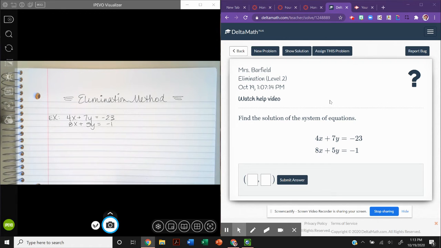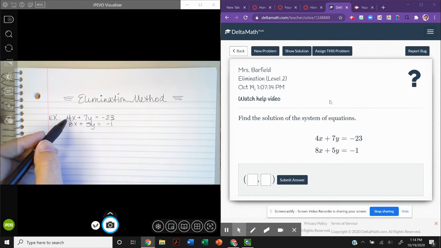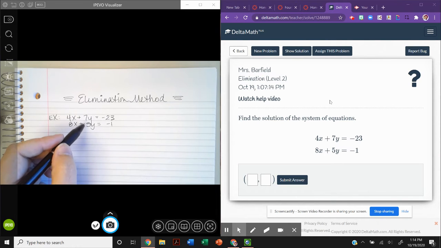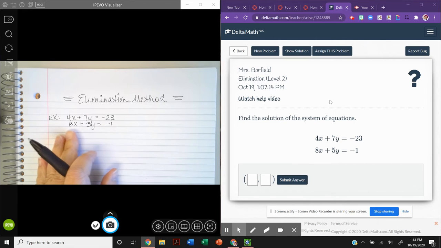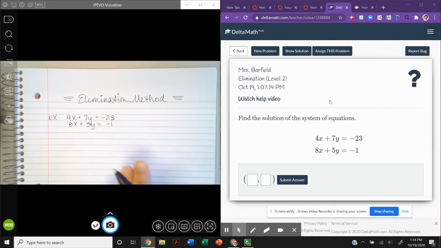What happens is that that doesn't always happen. If you look right here, if I add 4 plus 8, I get 12. If I add 7 plus 5, I get 12. If I subtract 4 minus 8, I get negative 4. And if I subtract 7 minus 5, I get 2. So at no point do I get 0 and have a variable eliminate itself.